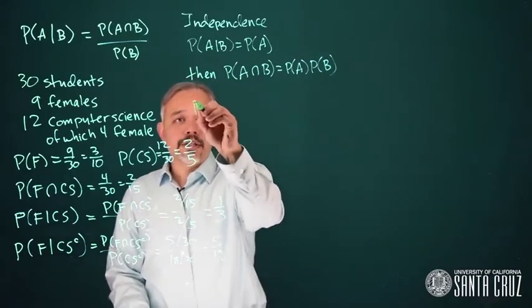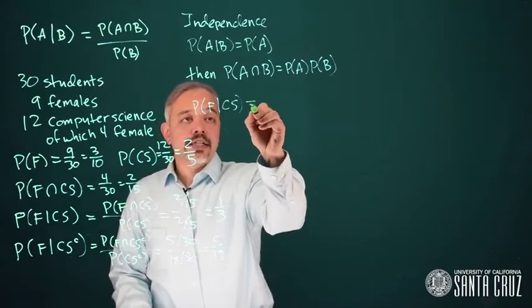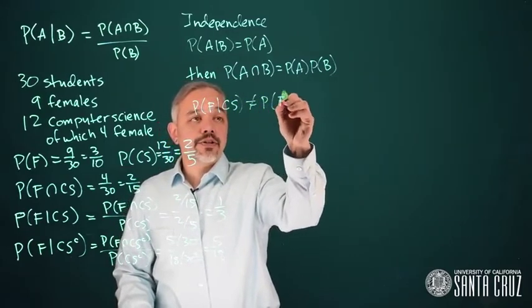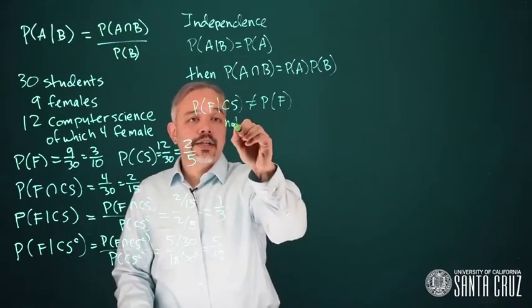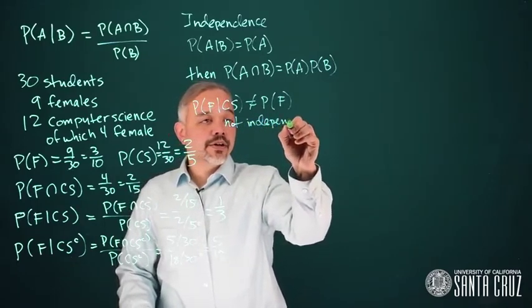In this case, we can see that the probability of being female, given they're a computer scientist, is not equal to the marginal probability that they're female. And so being female and being computer science are not independent.